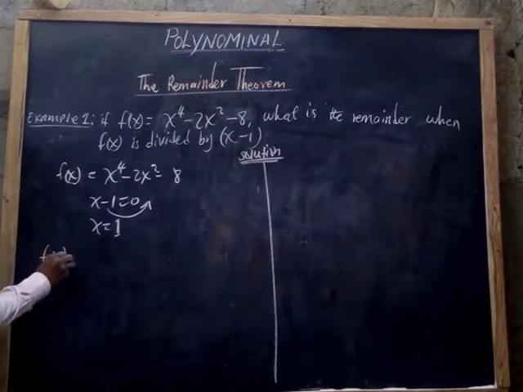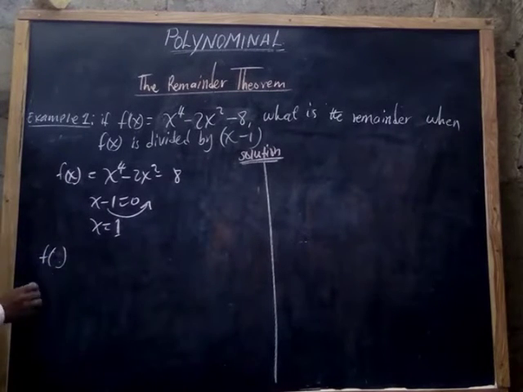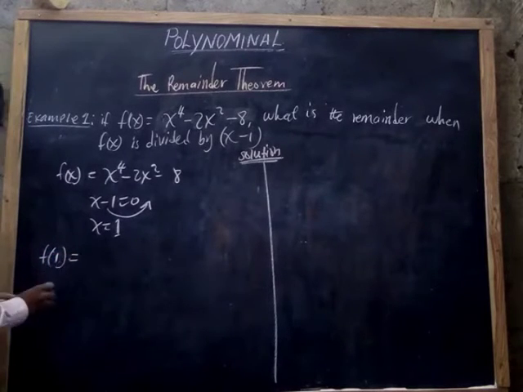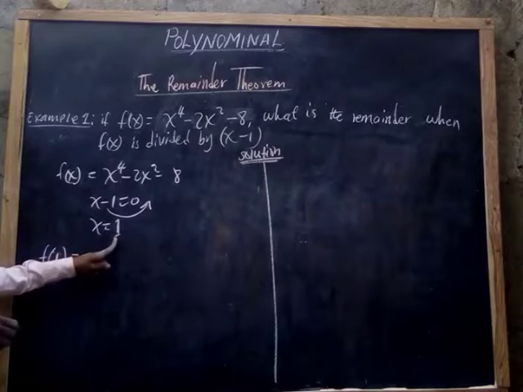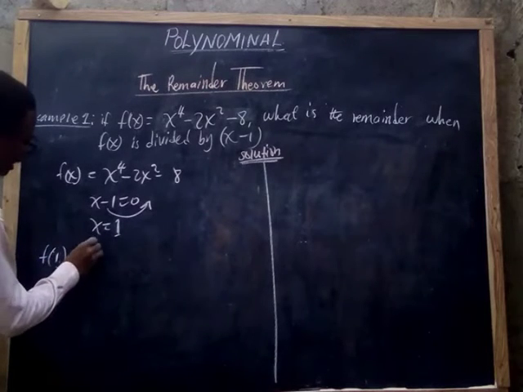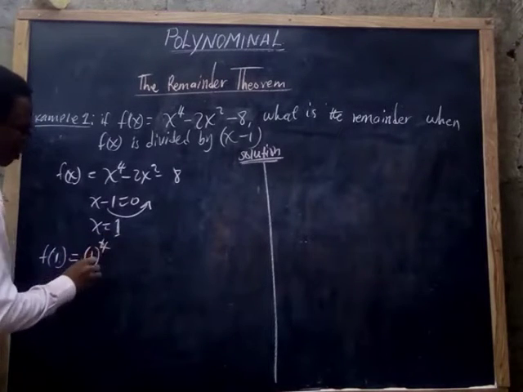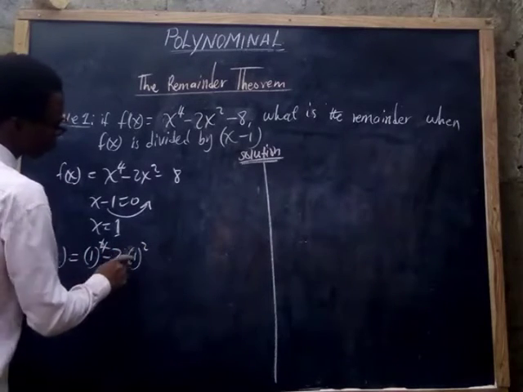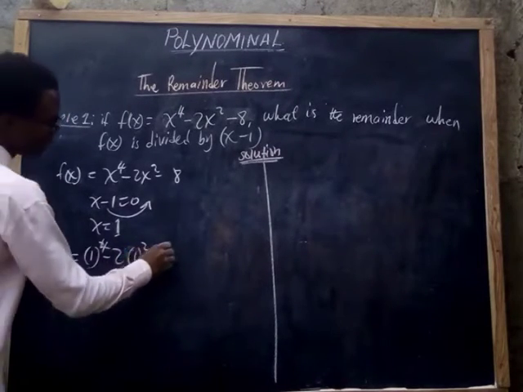So now you say f of x. Sorry, now you're supposed to say what? f of 1. Do you see? Equals to, in finding the remainder, anywhere you see x, what are you going to put? 1. So say 1 raised to the power 4 minus 2 into 1 raised to the power 2 minus 8.